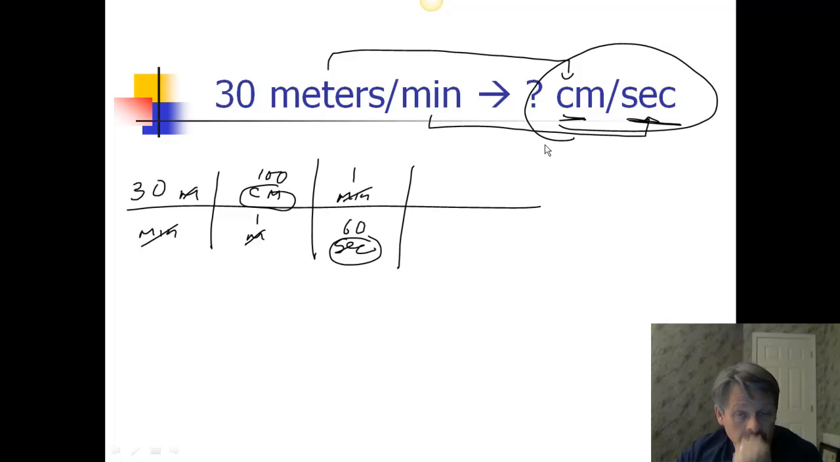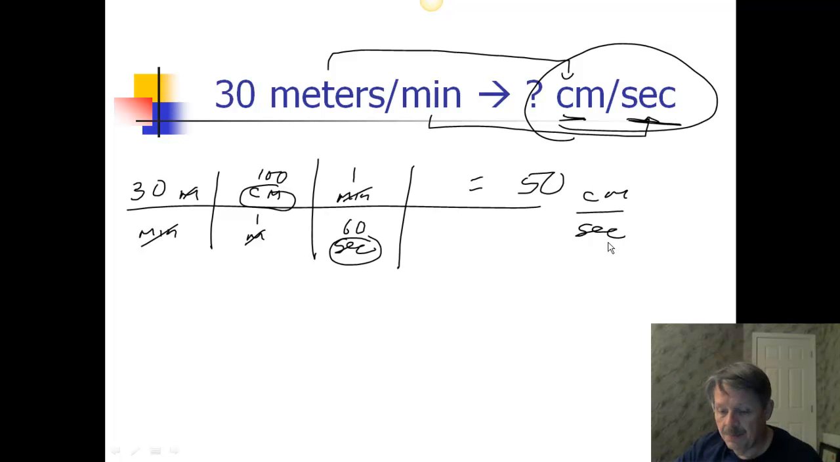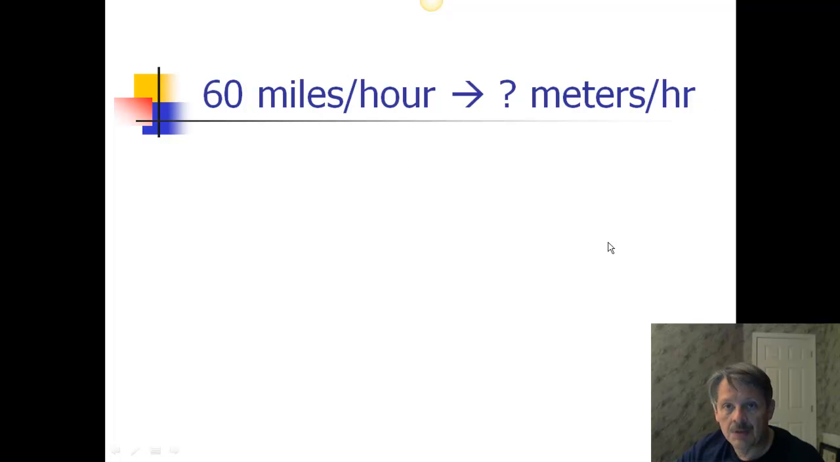So now I multiply across the top, so 30 times 100 is 3,000 divided by 60. Okay, so that's going to be 300 over 6. Let's see, the 30 over 60 is 1/2, so this is going to be 50. Okay, let's do the next one.